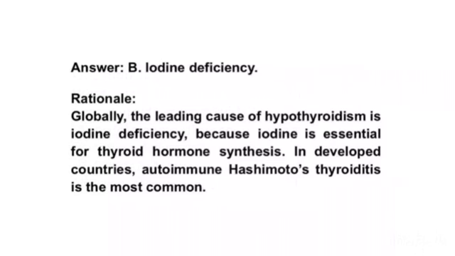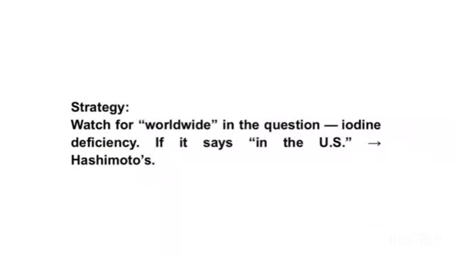Answer B. Iodine deficiency. Rationale: globally, the leading cause of hypothyroidism is iodine deficiency because iodine is essential for thyroid hormone synthesis. In developed countries, autoimmune Hashimoto's thyroiditis is the most common. Strategy: watch for worldwide in the question. Iodine deficiency. If it says in the US, HS equals Hashimoto's.